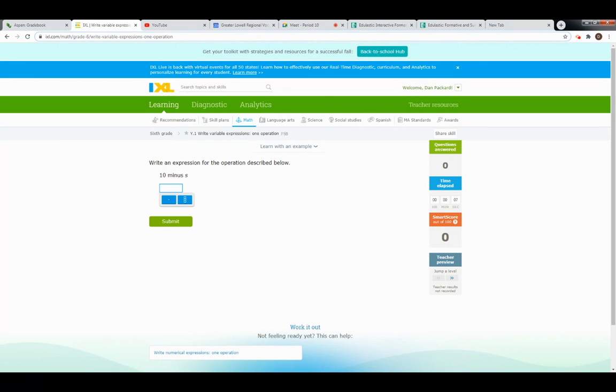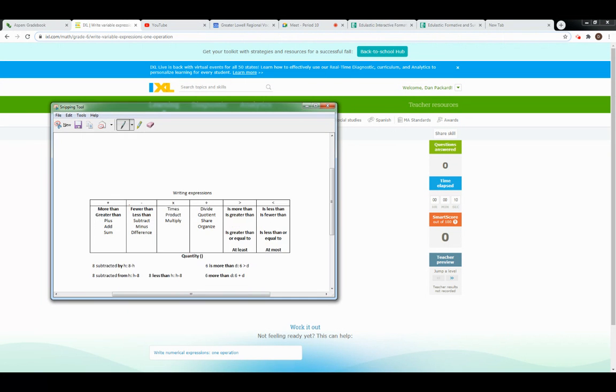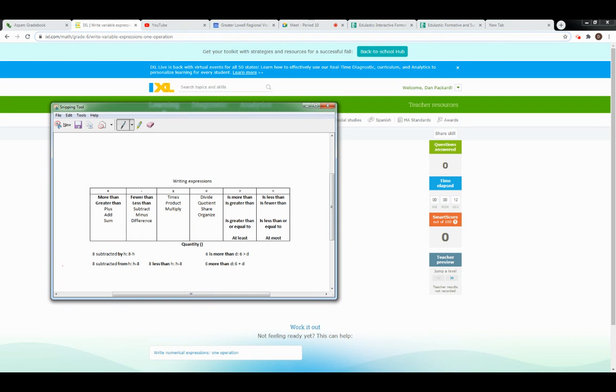The only thing you have to watch out for, which I'm not sure if it's on this assignment or not, is with subtraction, which I'm going to include this note chart as an attachment. Some of the words like subtracted from, less than, and the word fewer than is going to flip the order. So 8 subtracted from H is H minus 8. 8 less than H is H minus 8. And 8 fewer than H is H minus 8. The order is flipped.